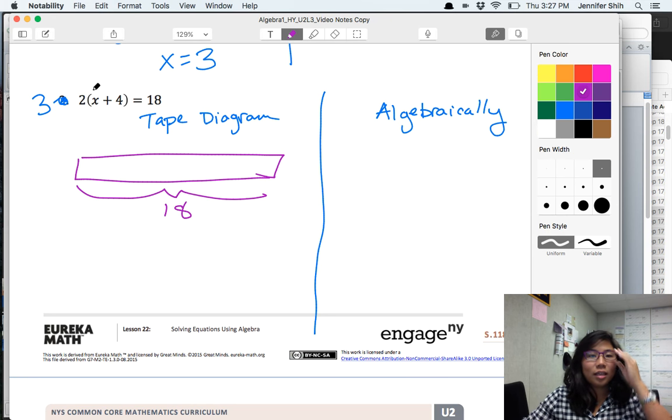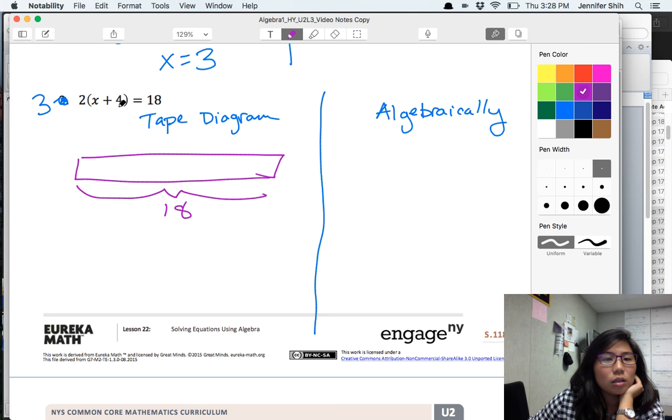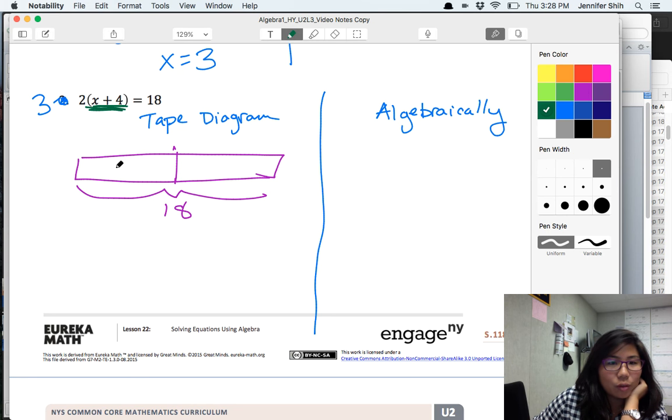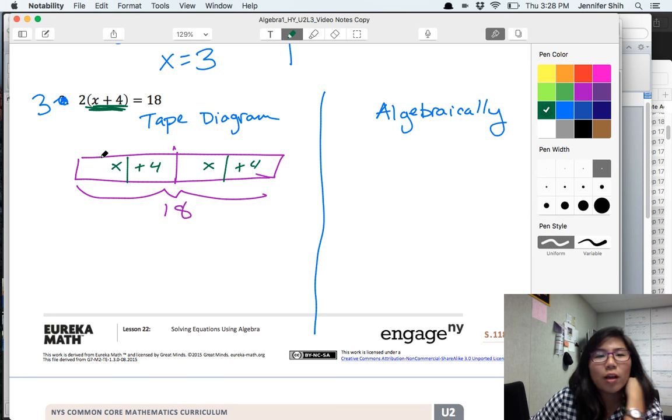In that 18, it looks like we have 2 times x plus 4. So now we have 2 things. So we have 2 x plus 4s. That's what that says. Okay, so this is x plus 4. We have 2 of them. So if we have an x plus 4 here and an x plus 4 here, I have 4 things put together. I have 2 x's and 2 4s.